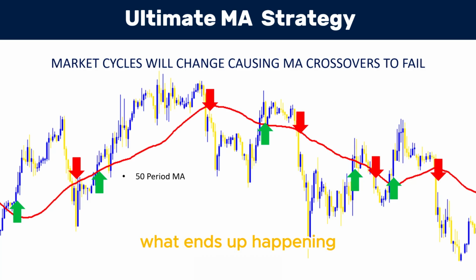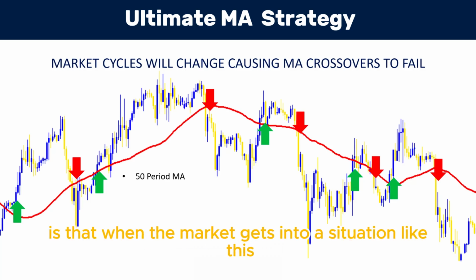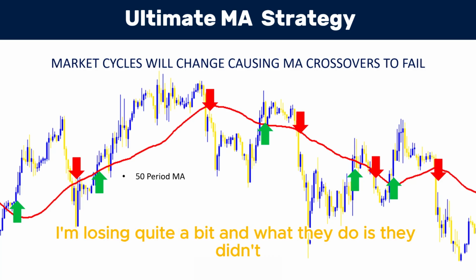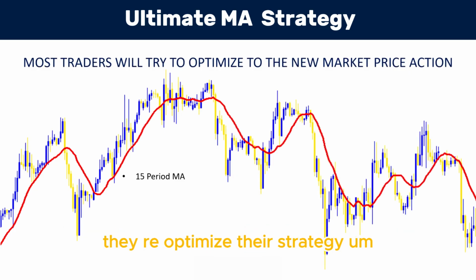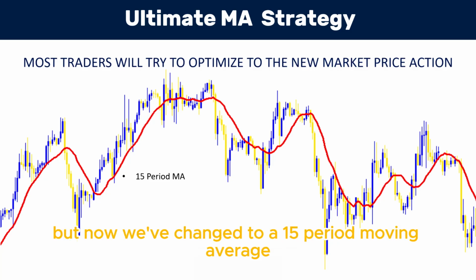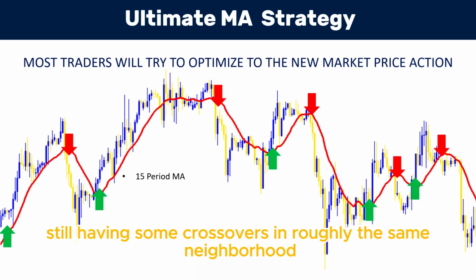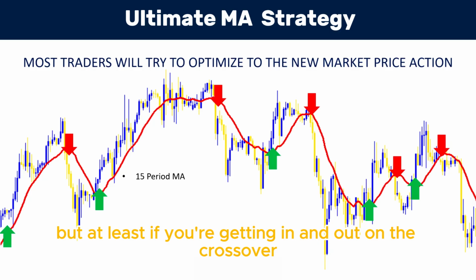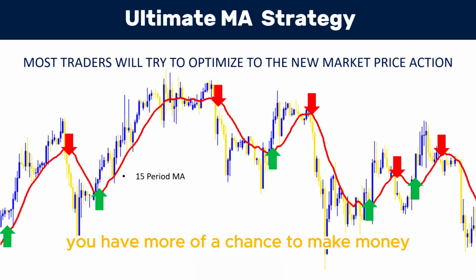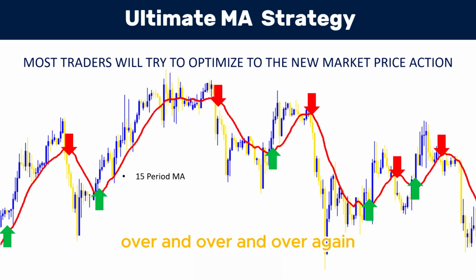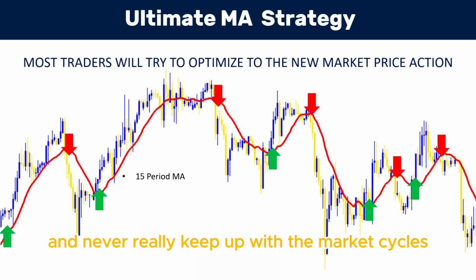What ends up happening is that when the market gets into a situation like this, most traders will recognize that. They'll realize, okay, I'm losing quite a bit. And what they do is they re-optimize their strategy. In this case, it's the same market data, but now we've changed to a 15-period moving average, and this now looks and feels a lot better. Still having some crossovers in roughly the same neighborhood, but at least if you're getting in and out on the crossover, you have more of a chance to make money. Most traders are going to continually re-optimize their strategy over and over and over again and never really keep up with the market cycles.